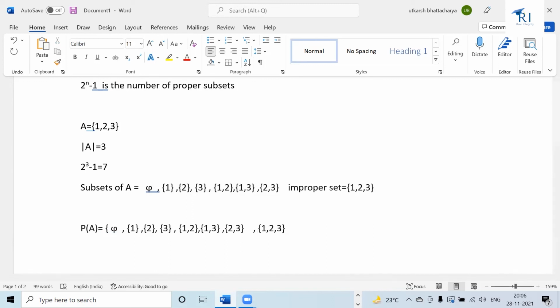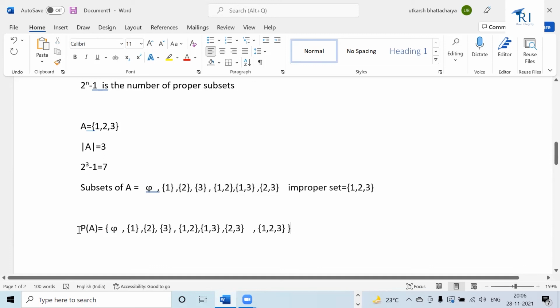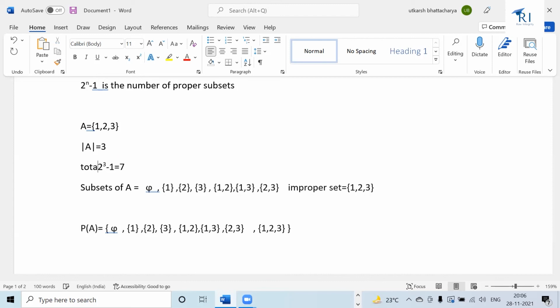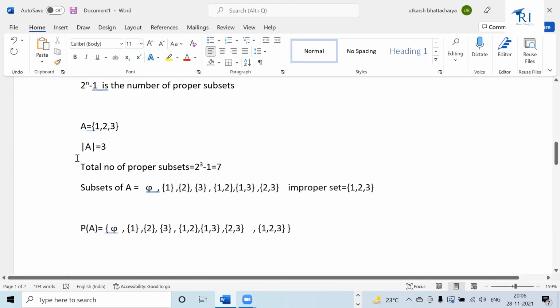Okay, so everyone can see here now this P of A, that is the collection of all the subsets of A, and that has how many elements? The total number of sets is 2 to the power n. Okay, that is the total number of sets, and the total number of proper subsets is this. Okay, I think it will be clear for everyone now.